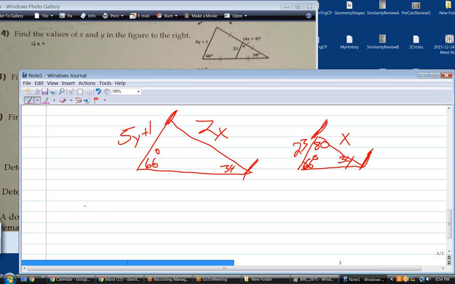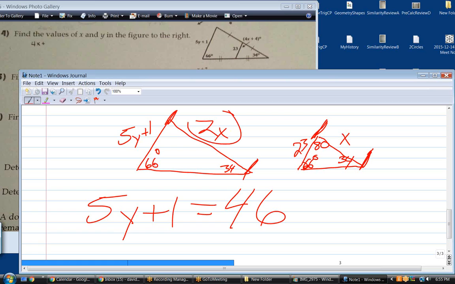So, would it be 5y plus 1 equals 46? Correct. y equals 9. I didn't really mean to use x here because they're using x as part of the measurement of that angle, so I should have used another letter here, r. Yeah.